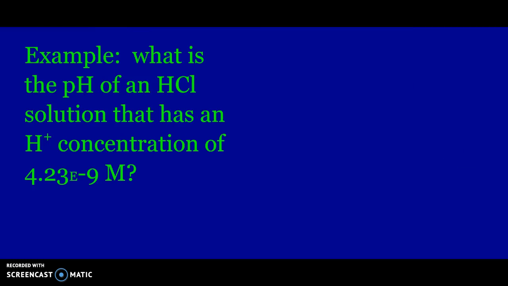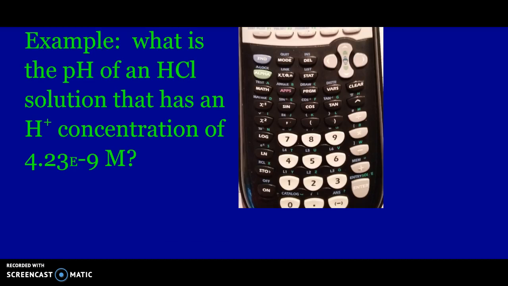What is the pH of a hydrochloric acid solution that has a hydrogen ion concentration of 4.23 times 10 to the minus 9th molar? Okay, so what is that? Well, let's get our calculator out and let me show you. All right, so here's the problem. Here's my little calculator over here. And so first of all, got to identify my variables. 4.23 times 10 to the minus 9 molar. I think that's the only variable I've got here. Good. Now I need my equation.